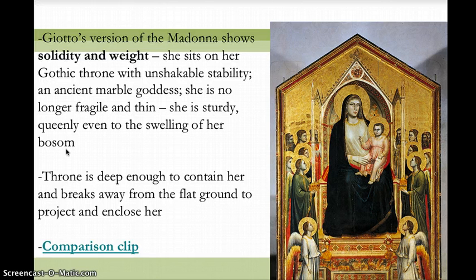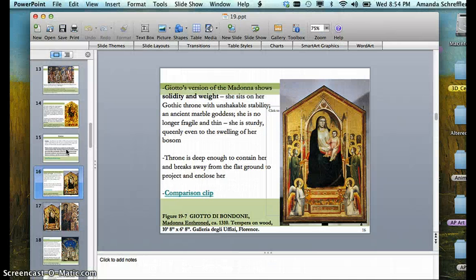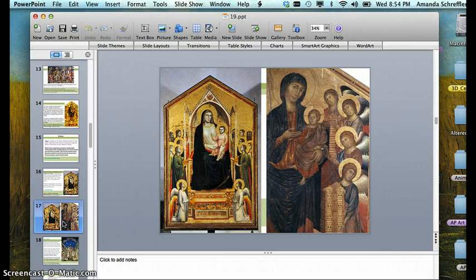Okay, and here we see Madonna enthroned again by Giotto. It looks like the caption is cut off, so I'm going to minimize again. Sorry for the confusion. Okay, so if we compare this to Cimabue, let's look at them side by side. What differences do you see?